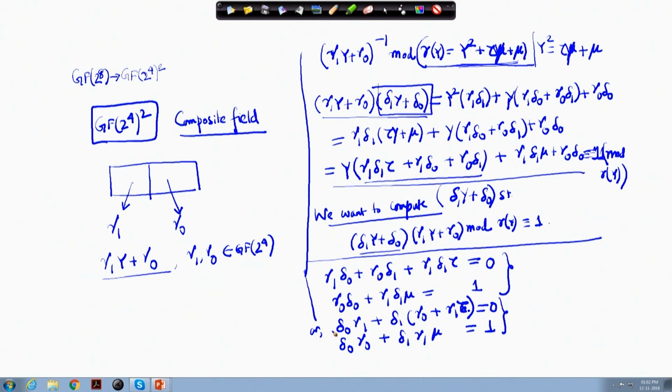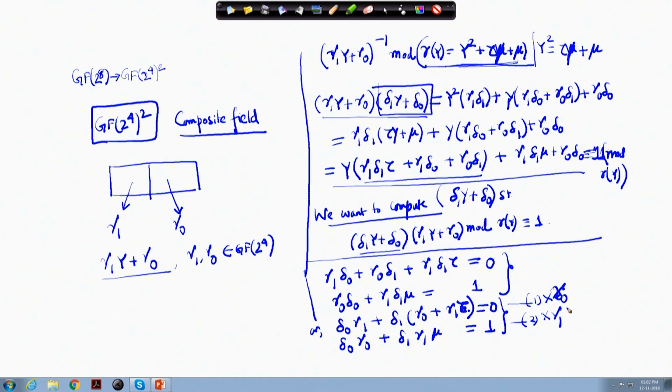How do I solve them? We just apply a simple technique. There are two equations here, 1 and 2. I want to eliminate delta 0, so I multiply equation 1 by gamma 0, and I multiply equation 2 by gamma 1.